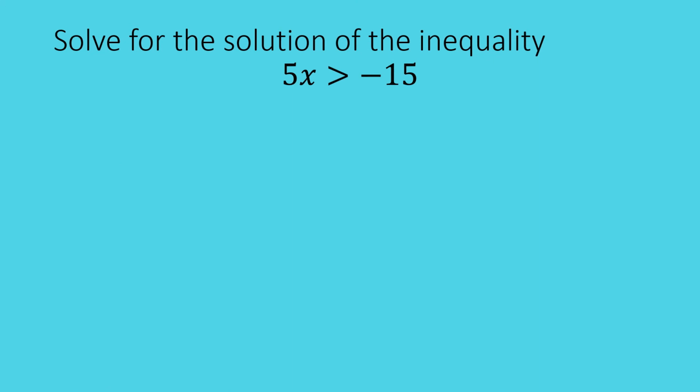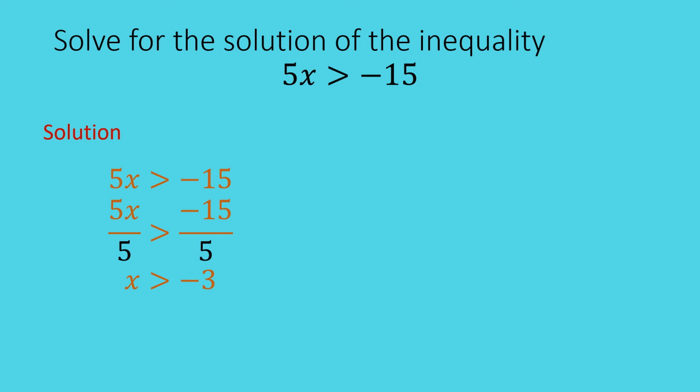Okay, this is another example. Solve the inequality 5x greater than negative 15. So we have 5x greater than negative 15. We divide both sides by 5 so that we have the value of x. So 5x divided by 5 is greater than negative 15 divided by 5. So x is greater than negative 3.